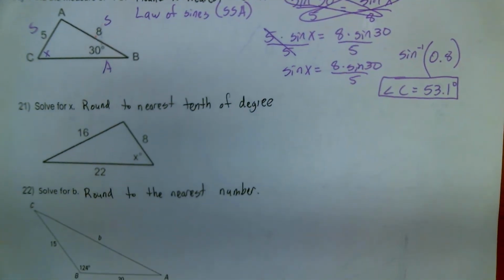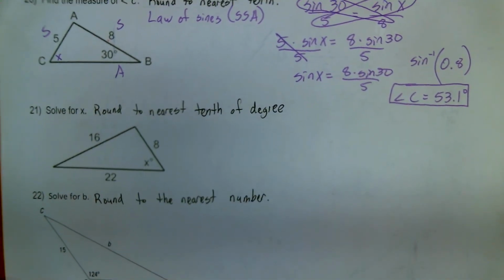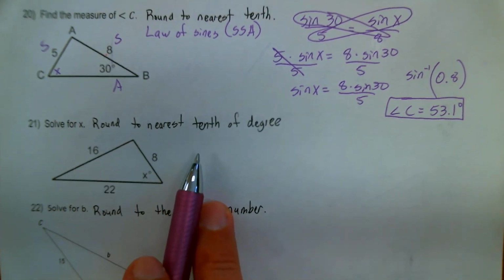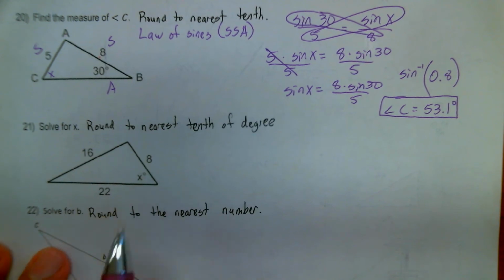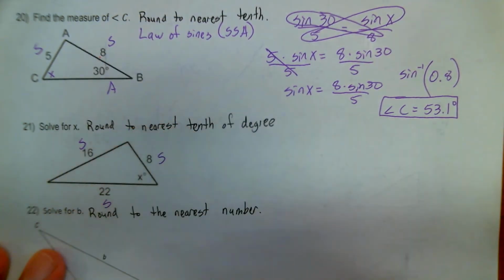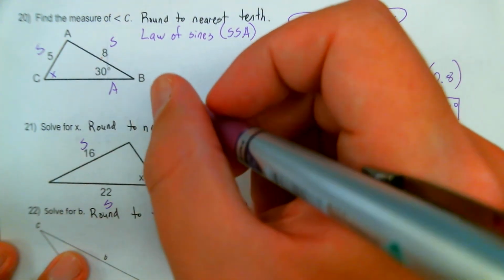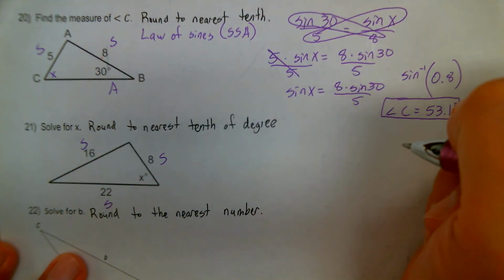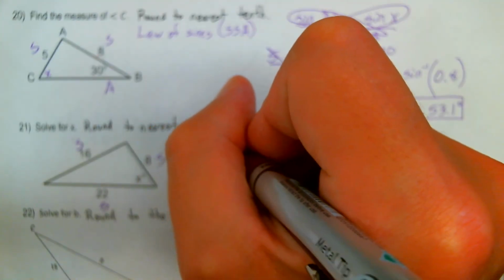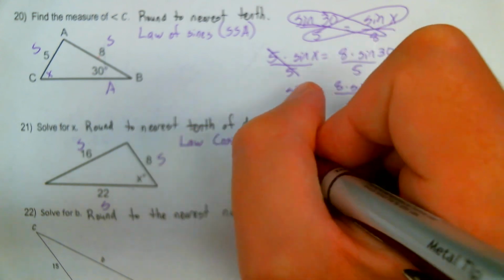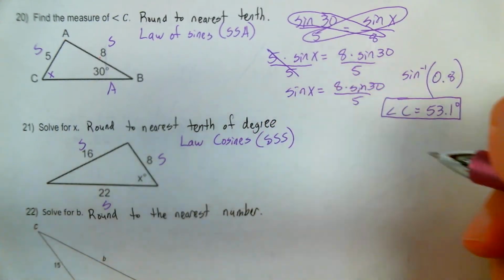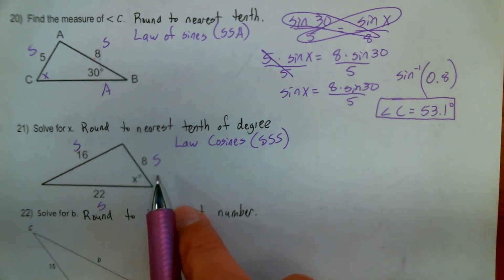Okay, let's keep going here. Number 21, solve for x. Round to the nearest tenth of a degree. I'm finding an angle here, but what's the information I have? I have side, side, side. SSS. So if I have SSS, is this law of sines or law of cosines? This is actually law of cosines. Remember, the law of cosines works for SSS or SAS. All right, so law of cosines.